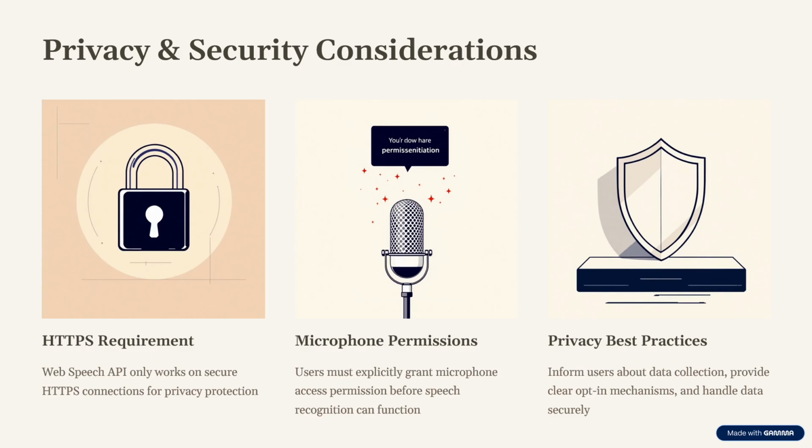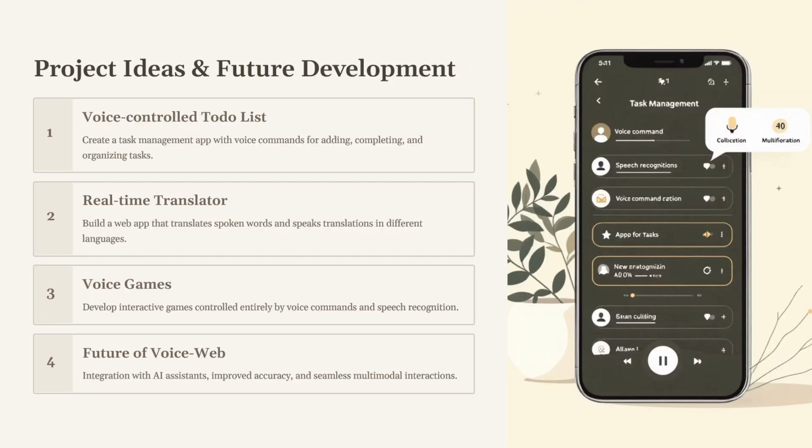We have privacy and security considerations in the Web Speech API. That is the HTTPS requirement. The Web Speech API only works on an HTTPS connection for privacy concerns and privacy protection. And we have microphone permission. The user must explicitly grant microphone access permission before speech recognition can function. So it depends on the user only. And we have privacy best practices: inform users about the data collection, provide a clear opt-in mechanism, and handle data securely.